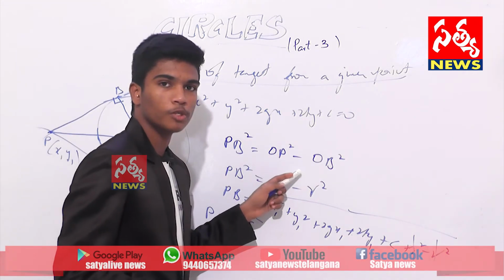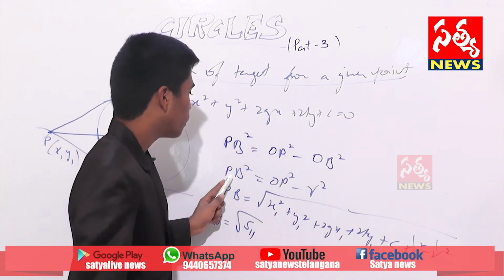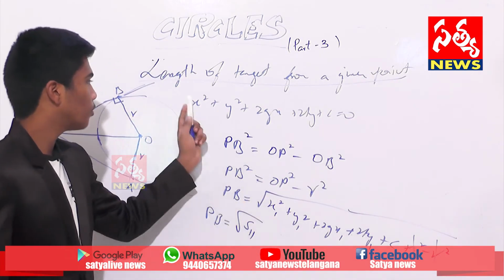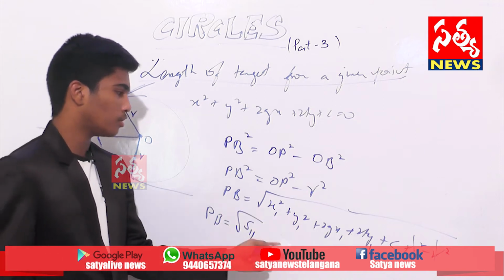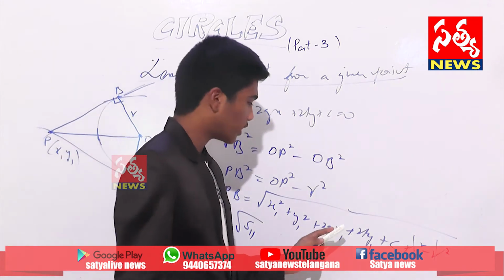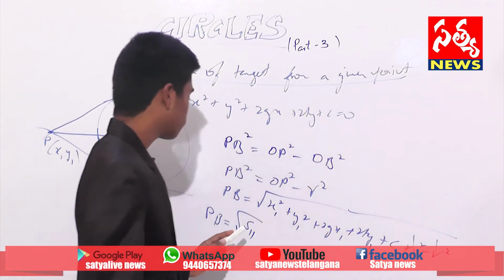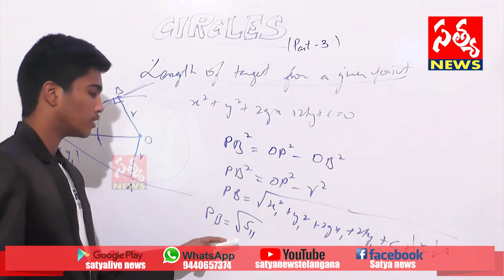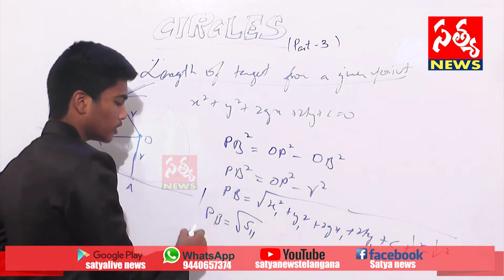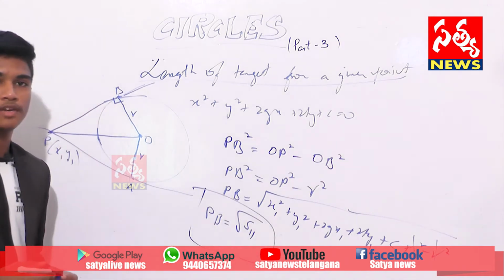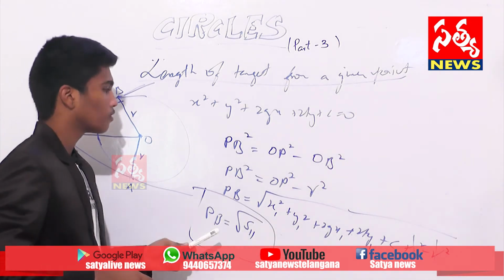PB square is equal to OP square minus OB square, and putting the values, OP square is equal to x1 square plus y1 square plus 2gx1 plus 2fy1 plus c plus r square minus r square. At last we get PB is equal to root of S11. This is the length of the tangent from a given point. Hope you got it.